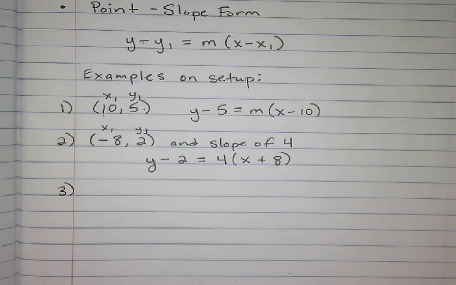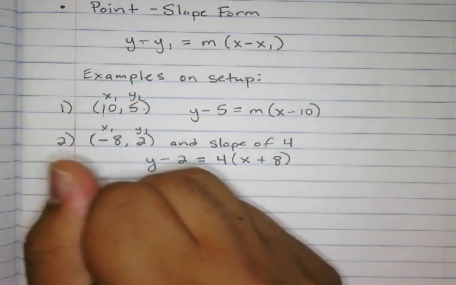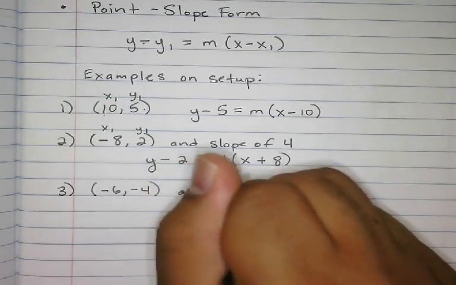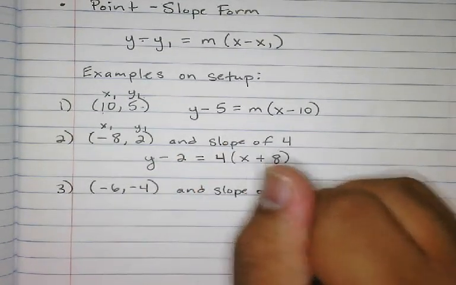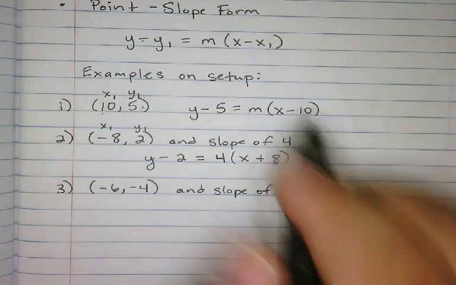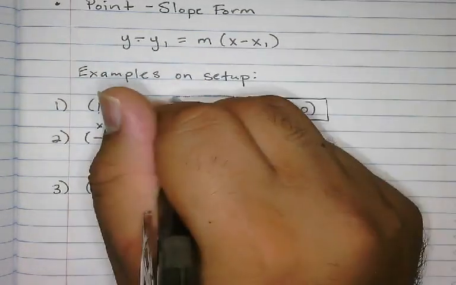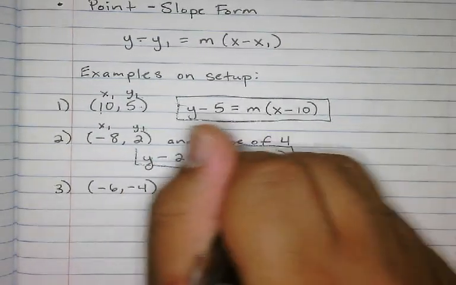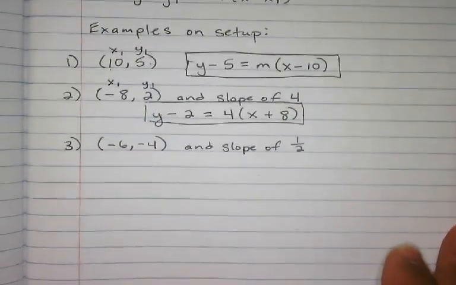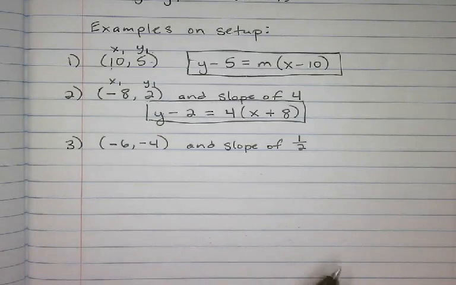Okay, another one. Let's say we have -6 and -4 and a slope of 1/2. Real quick, I'm going to box these up so you know the answers. So you have the point -6, -4, and you have a slope of 1/2.